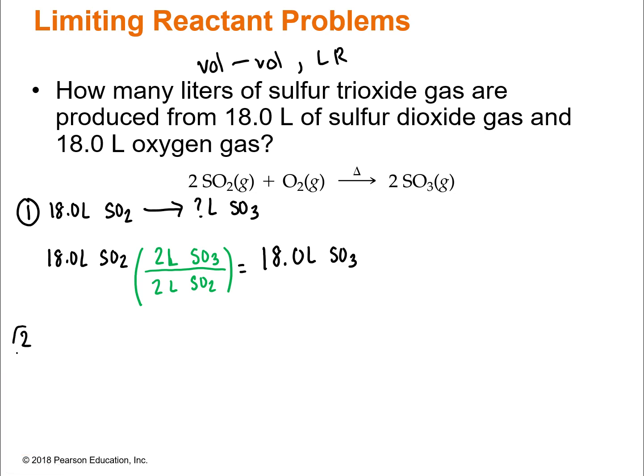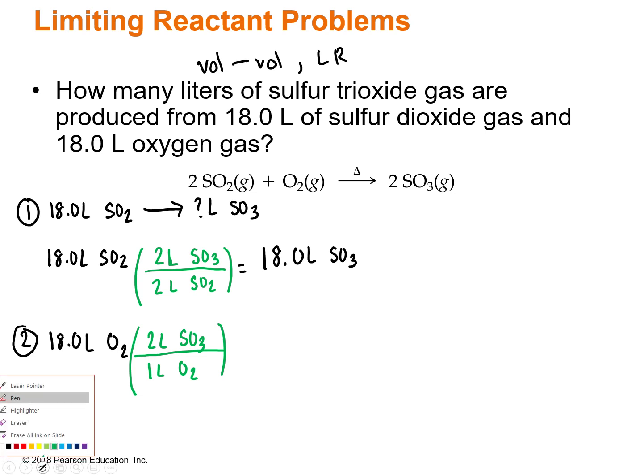However, we didn't do the one for oxygen. That was the example problem that we skipped over because y'all were pretty much good. The ratio for that, we're still going to have the 2 liters of sulfur trioxide on top, but we only need 1 liter of oxygen gas to make that. So if we had 18 liters of oxygen gas, we would make 36 liters of the sulfur trioxide gas.